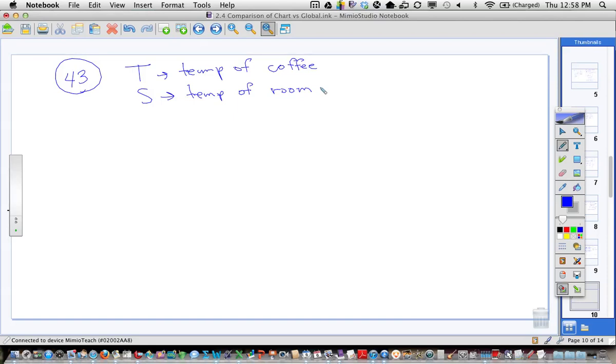So I'm going to call the object coffee. Okay? So we've got a cup of coffee sitting here, like 180 degrees, right? Hot coffee sitting in this room that's about 70 degrees. Now, isn't this what it was saying there? T then would be the temp of the coffee, and S would be the temp of the room.